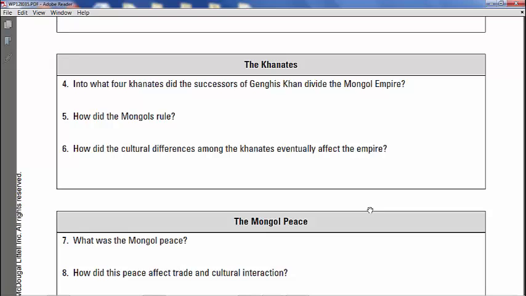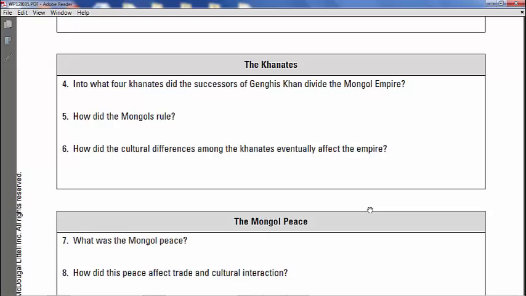Largest empire the world has ever known, bar none. Largest empire, land empire the world has ever known. Number 5, how did the Mongols rule? First, they ruled very brutally, destroying land, destroying irrigation systems, wiping out entire populations of towns.